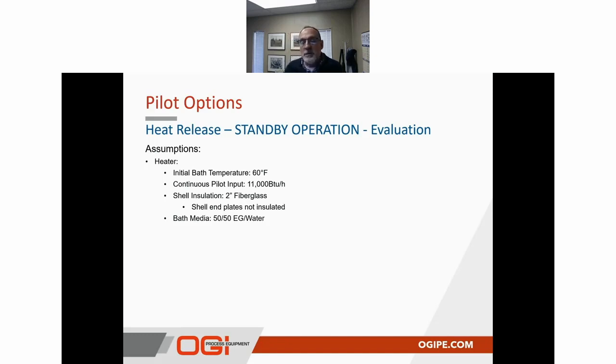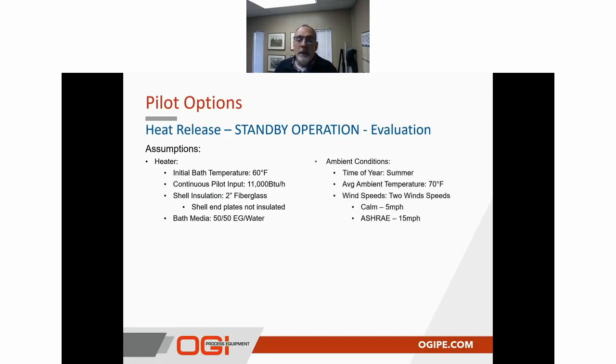And then we're going to also assume that the bath media is a 50-50 ethylene glycol water concentration. And then we're going to make some assumptions about the ambient conditions of the environment where the heater is installed. So we're going to assume this is a summertime operation because that's when the lowest natural gas flow rate is typically seen through a heater, or in the case of a fuel gas heater, it'd be obviously zero.